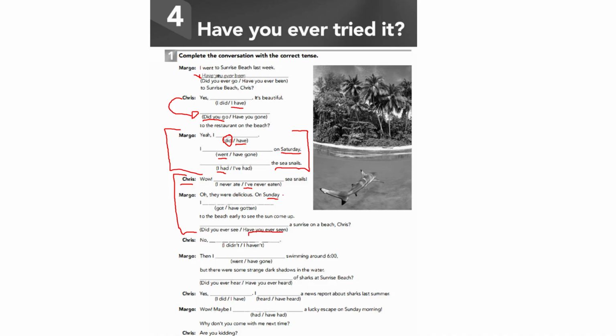Excellent. So as you can see, guys, here: "Oh, they were delicious on Sunday." Immediately, I know that I have to use the simple past because I'm being specific. "On Sunday, I got to the beach early to see the sun come up." And then Margot is asking Chris about a life experience: "Have you ever seen a sunrise on a beach, Chris?" You see, there's a difference.